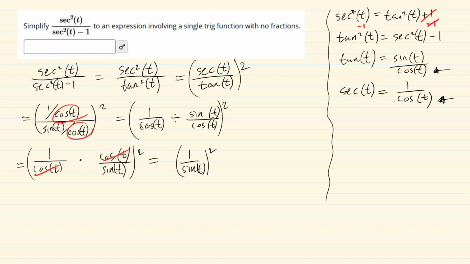And 1 over sine of t is cosecant. So that is equal to cosecant of t, well, let me give it a little more space, squared. There we go. And now we have just a single trig function as our solution. No fractions. And we are done.